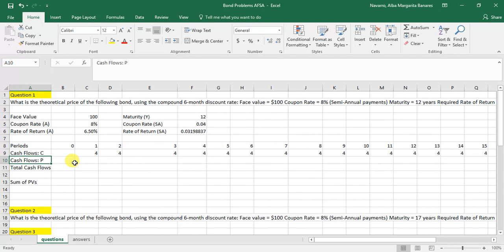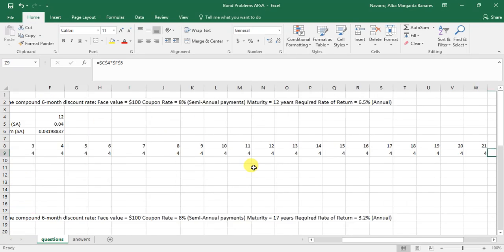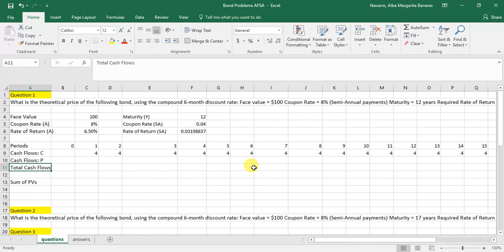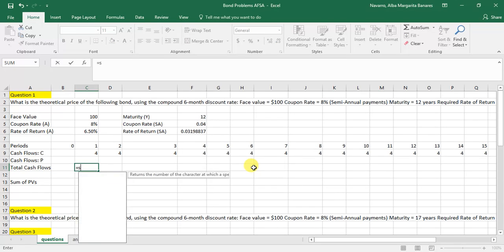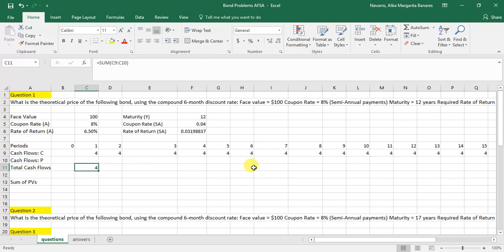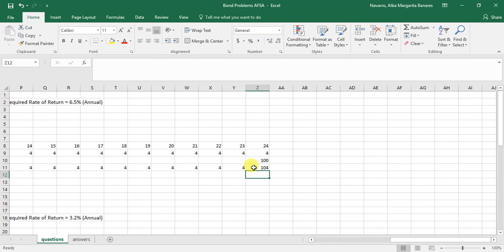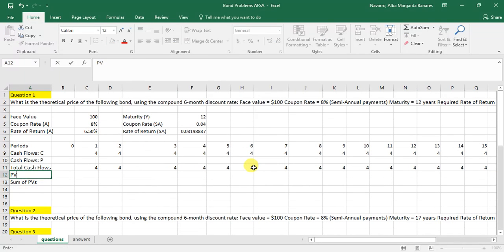And the cash flow from the principal of our face value, well, that's only going to come in the last period, so we enter that here. Let's get a total cash flow, sum up these 2 columns, and copy that formula. Cool. And what we need now is the present value of our cash flows. So we put in the present value formula.